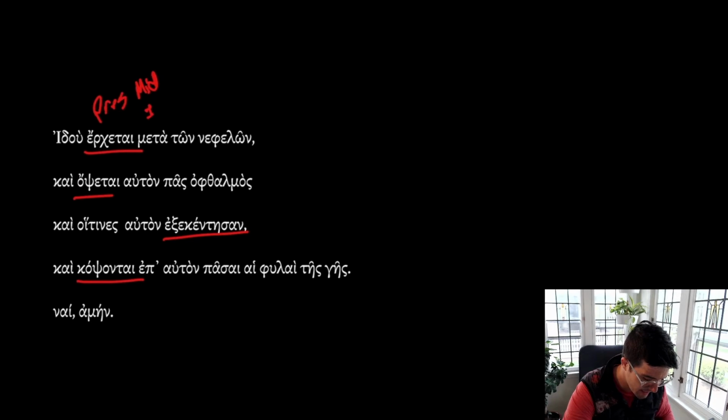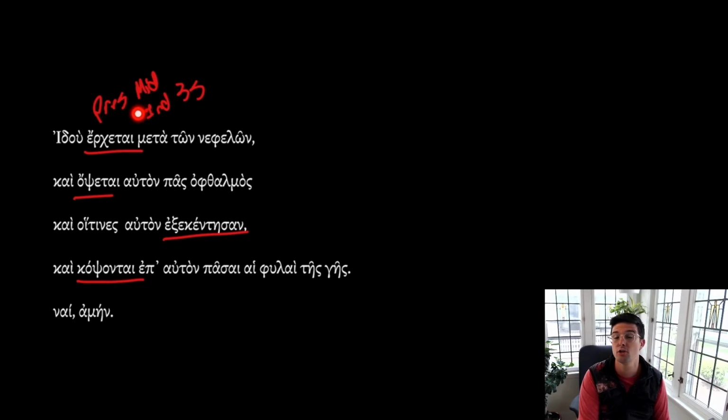Erchetai, here we have a present middle indicative third singular from erchomai. So notice our middle here is going to be a deponent verb. Remember, deponent verbs are middle in form, but active in meaning. So this is going to be behold, he comes. So he is still coming actively. It is him, Jesus, doing it, even though we have a middle form, because it is middle deponent.